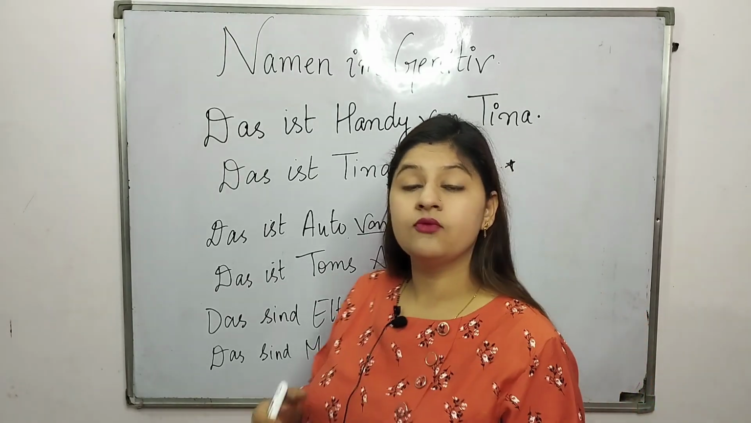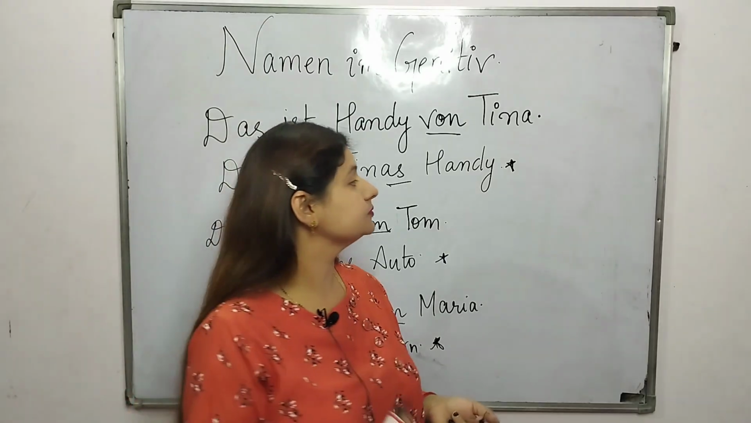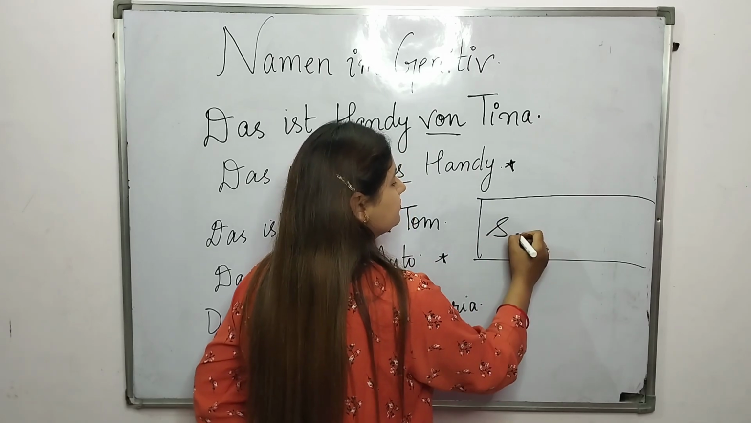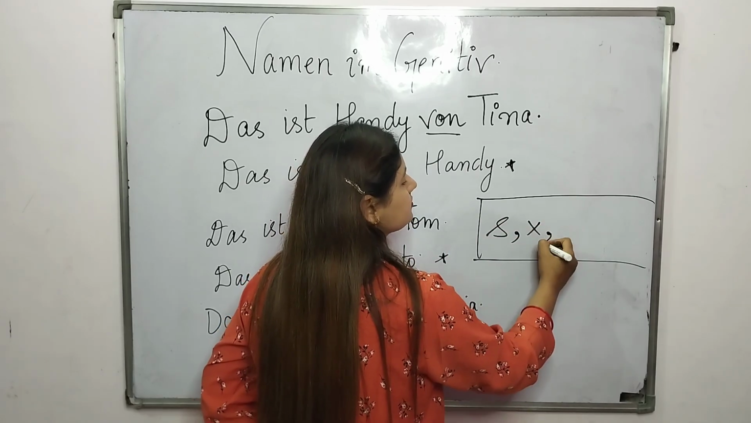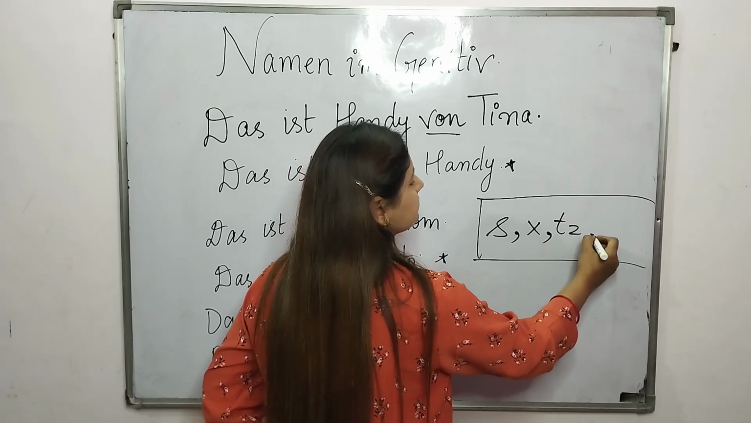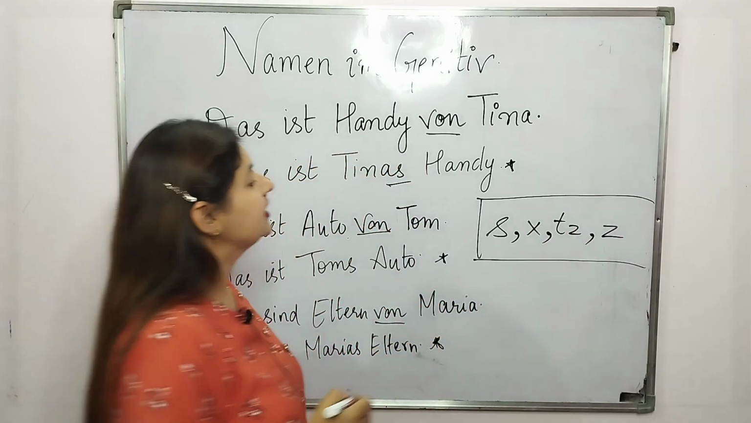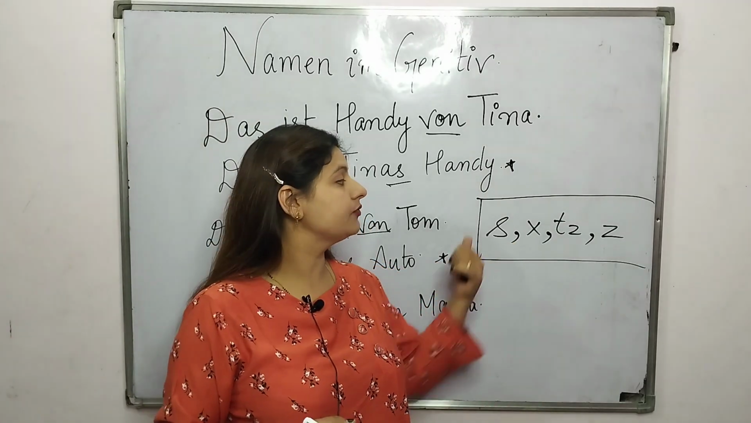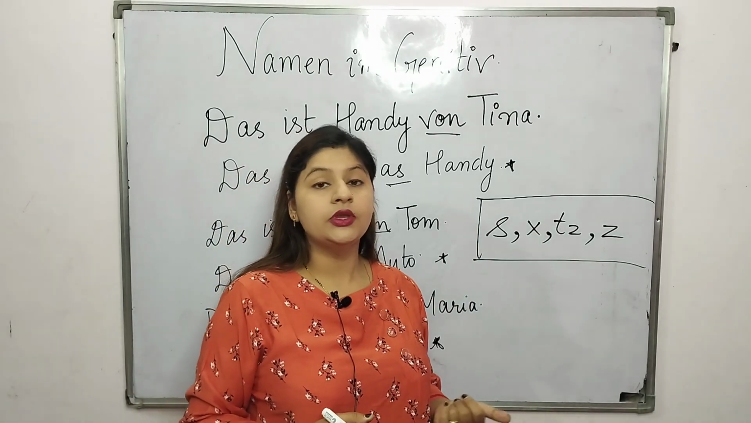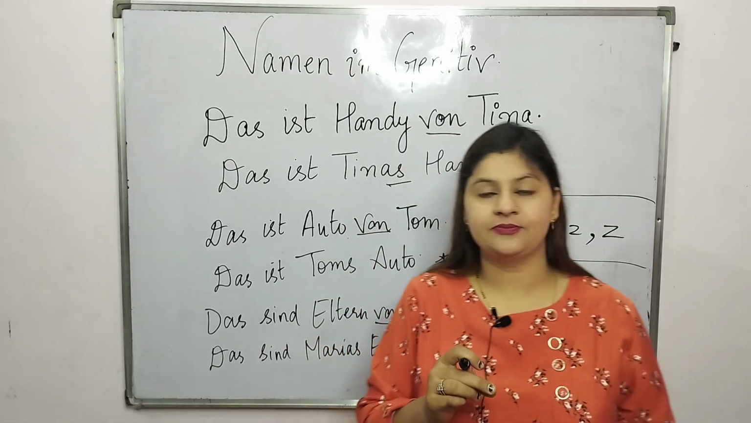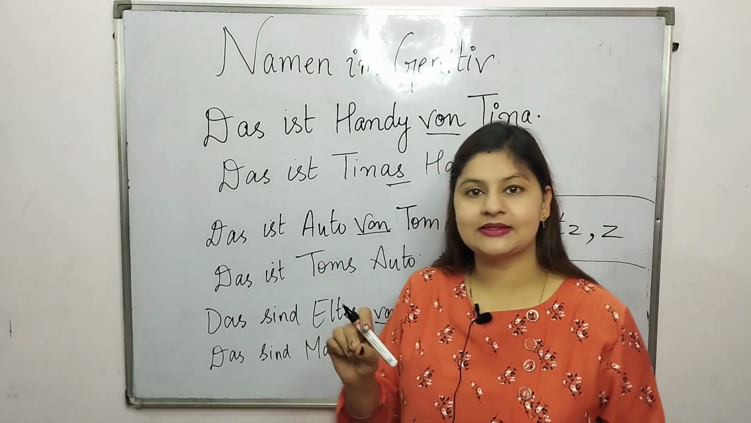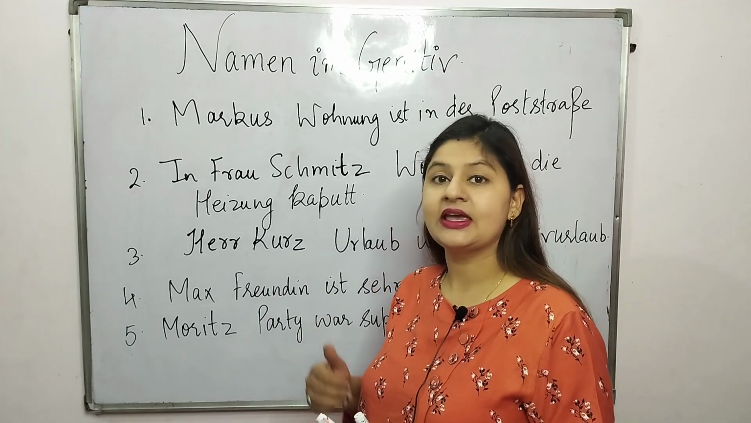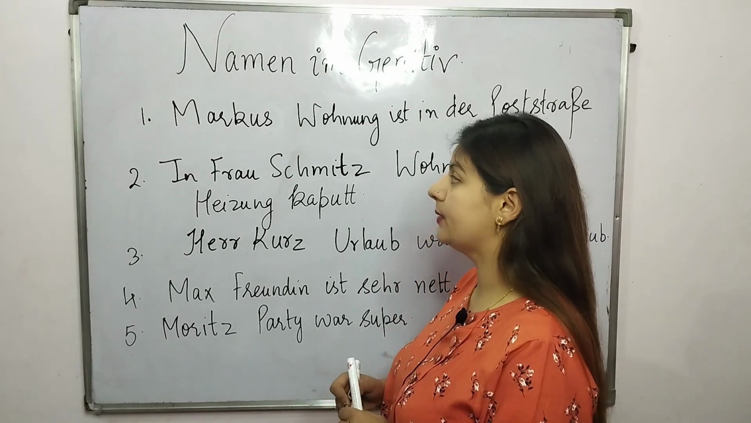But yes, we have also exceptions of Namen. The names ending with S, X, T-set, set. The names ending with these alphabets, we don't put direct S. So here we are going to see some examples with exceptional cases.